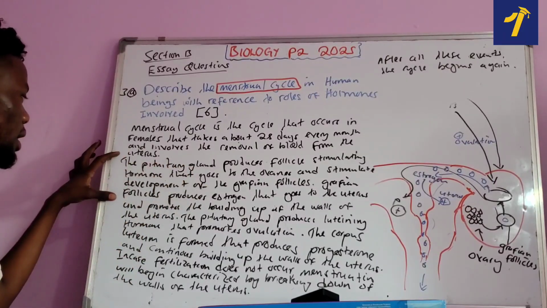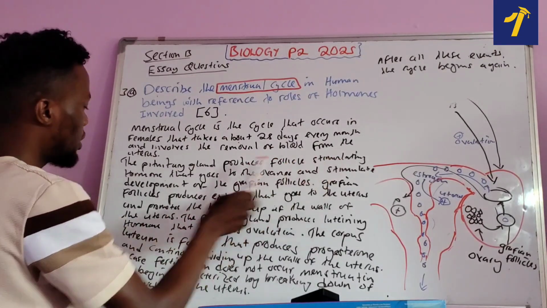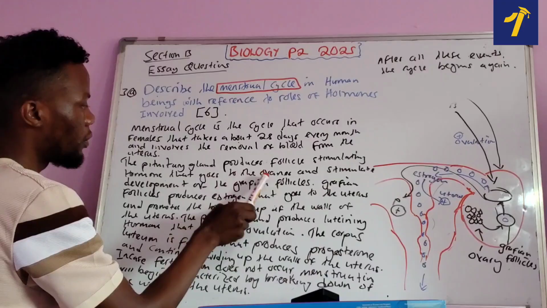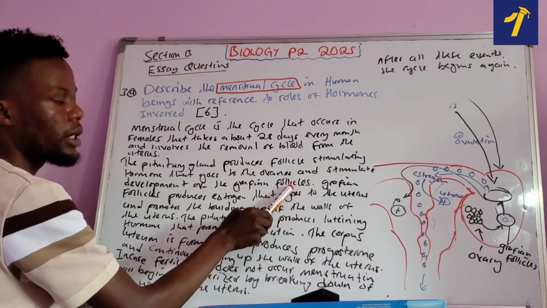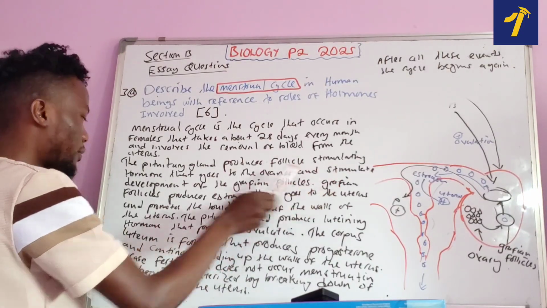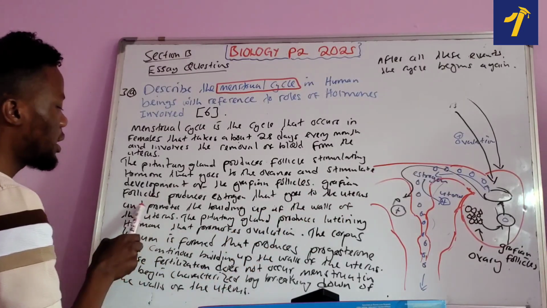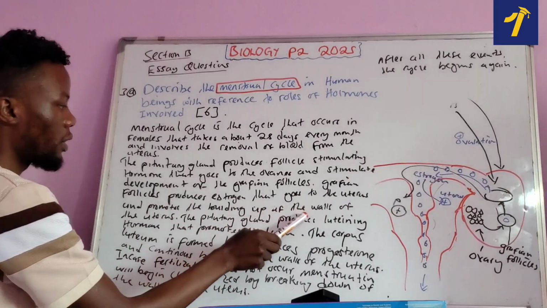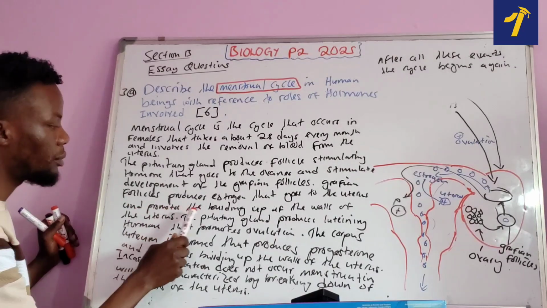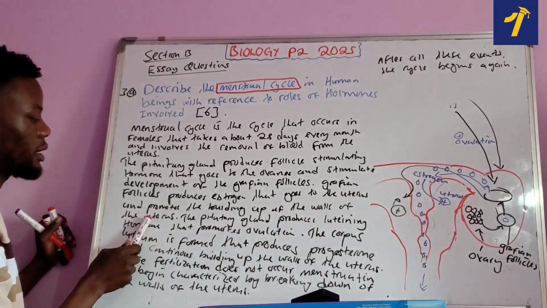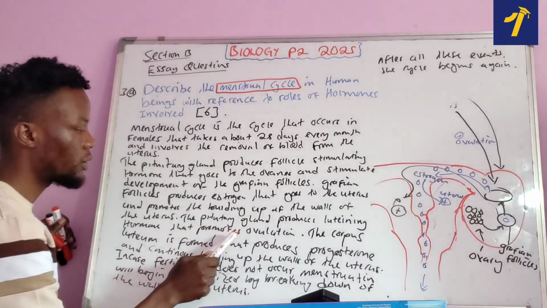Now we go to the answer. The pituitary gland produces follicle stimulating hormone that goes to your ovaries and stimulates development of the Graafian follicles. Okay, step by step. Then these Graafian follicles produce estrogen that goes to the uterus and promote the building up of the walls of the uterus. Okay, and promote the building up of the walls of the what? Uterus. Alright. Then the pituitary gland produces luteinizing hormone that promotes ovulation.